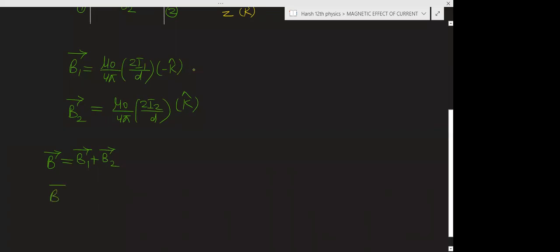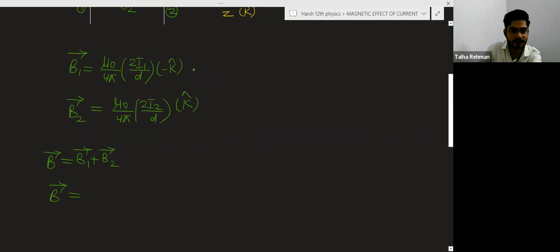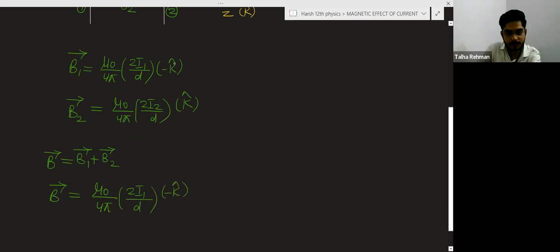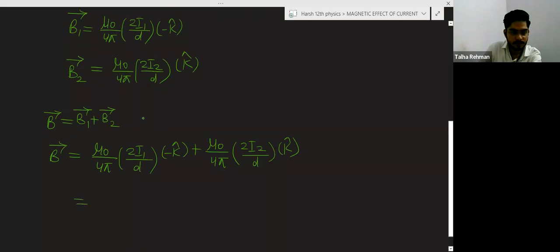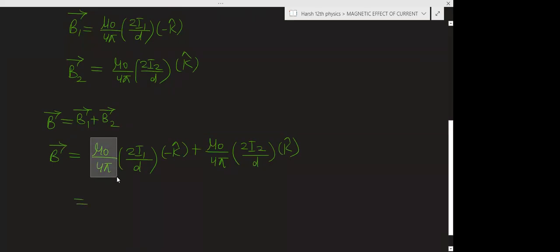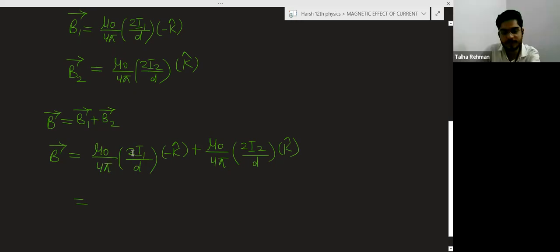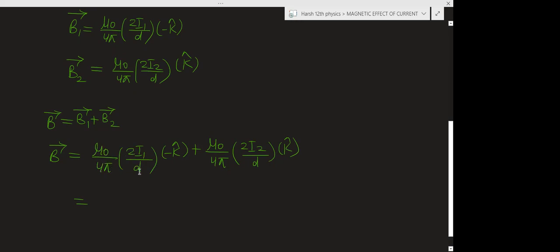Now when you write this, you can write mu naught divided by 4 pi, this is 2I1 divided by D, and this is minus k cap, and this is plus mu naught divided by 4 pi, 2I2 divided by D, and this is k cap. And now take the common terms out. What is the common term? Mu naught by 4 pi, and 2 into D.